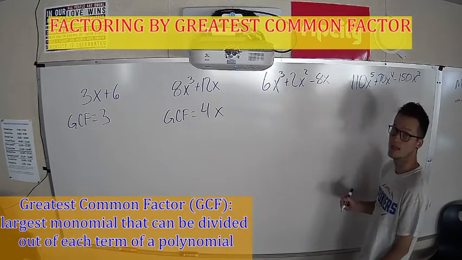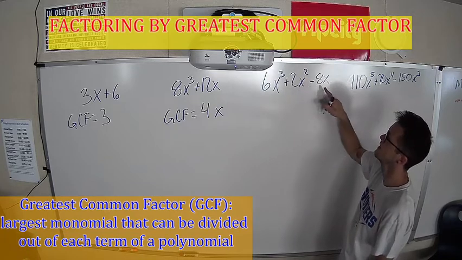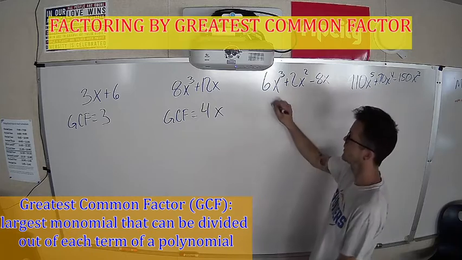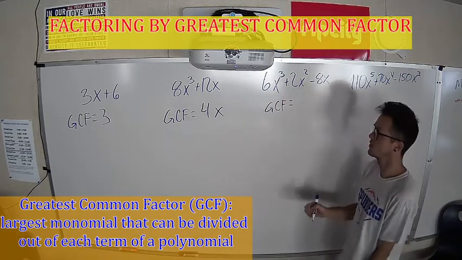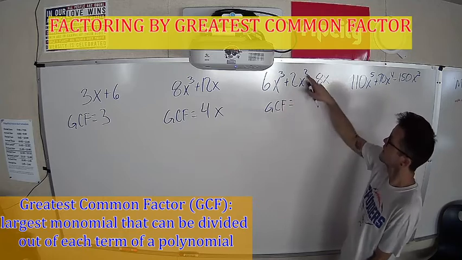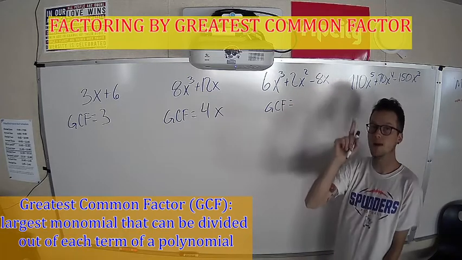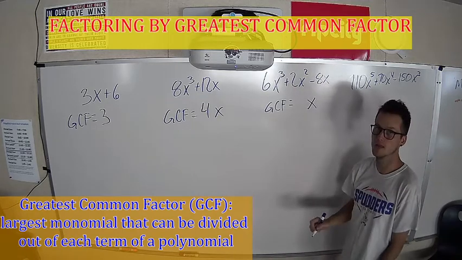Let's look at one slightly more complicated. We have 6x to the third power plus 2x squared minus 8x. Again, all of these have x's in them, so we're going to be able to take out at least one x. Let's see how many we can take out total. I see 3 x's here, 2 of them here, and 1 of them here. So they all have one x in common. So we can take out one x from all 3 of these terms.